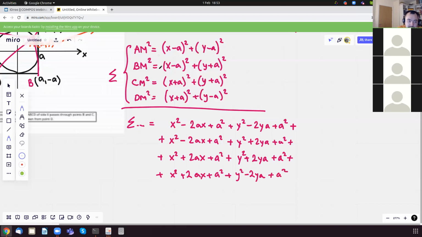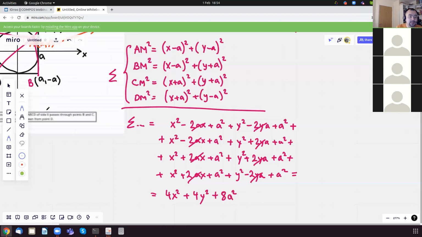So what I've done is I've expanded all of these brackets and I've added them together. And as you can see, these cancel out, this cancels out, this cancels out, and this cancels out. And what you're left with is 4x squared plus 4y squared plus 8a squared.